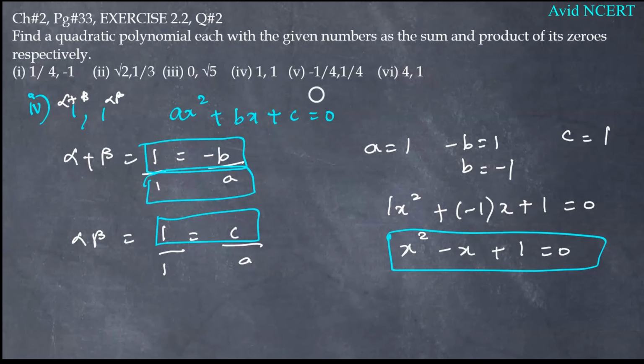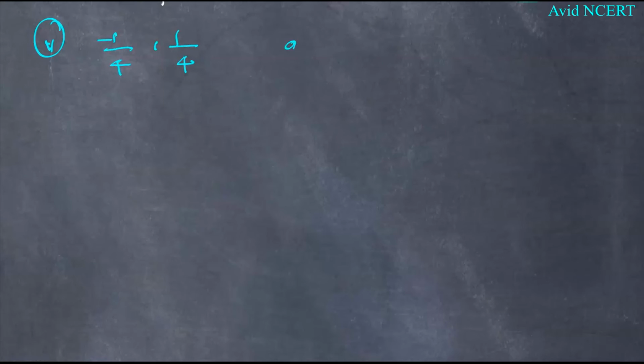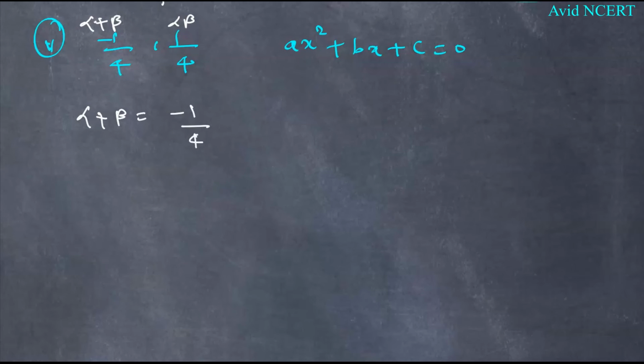Now let's solve the fifth problem, minus 1 by 4 comma 1 by 4. To find this, we have to find ax square plus bx plus c equals 0. So to find the values of a, b and c, we have alpha plus beta and alpha beta. So alpha plus beta equals minus 1 by 4 and alpha beta equals 1 by 4, which equals minus b by a, and this equals c by a.